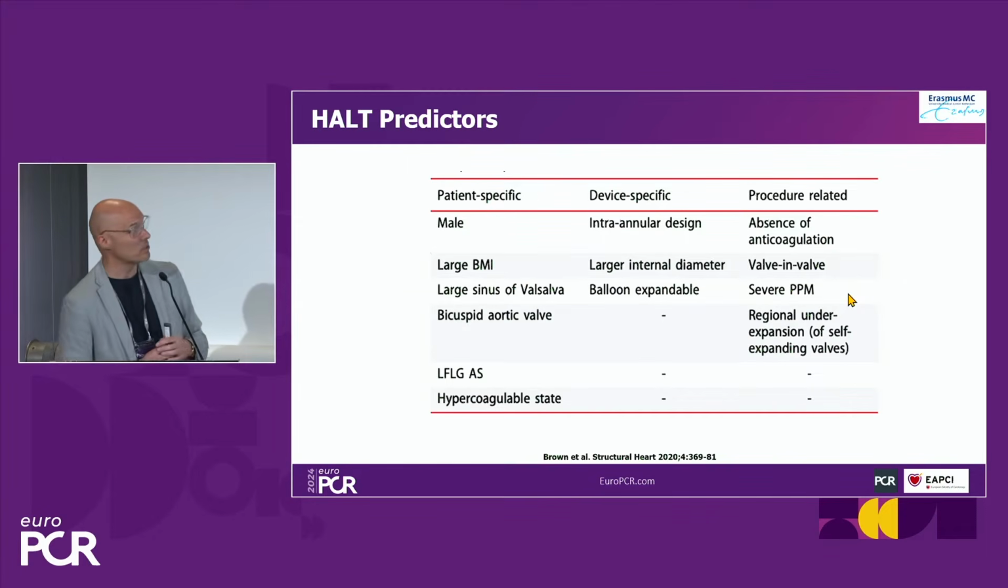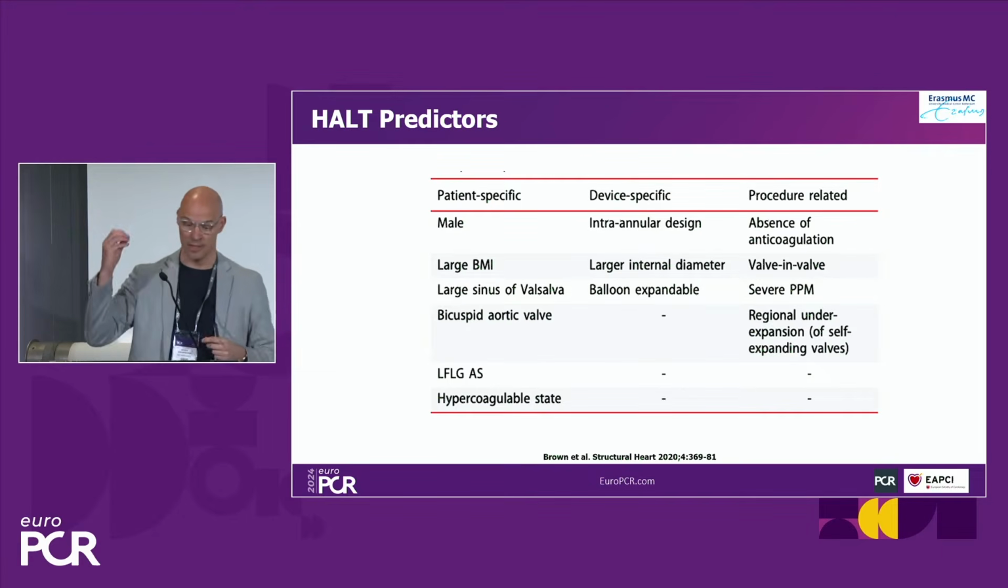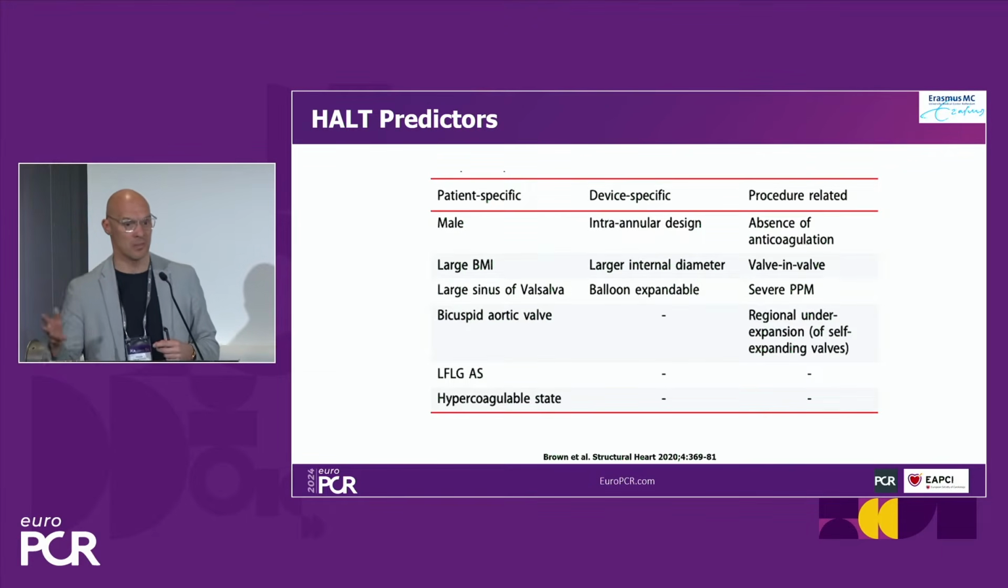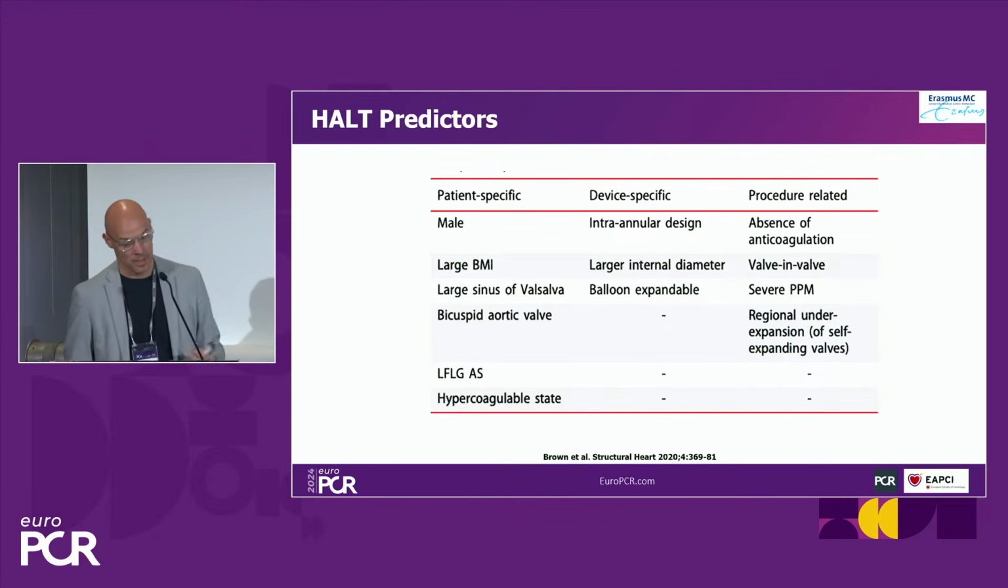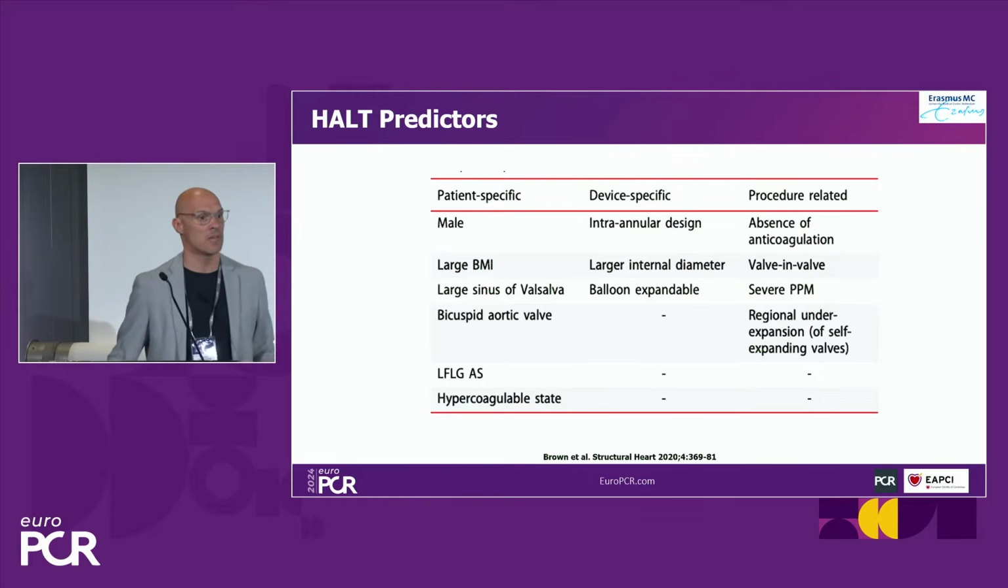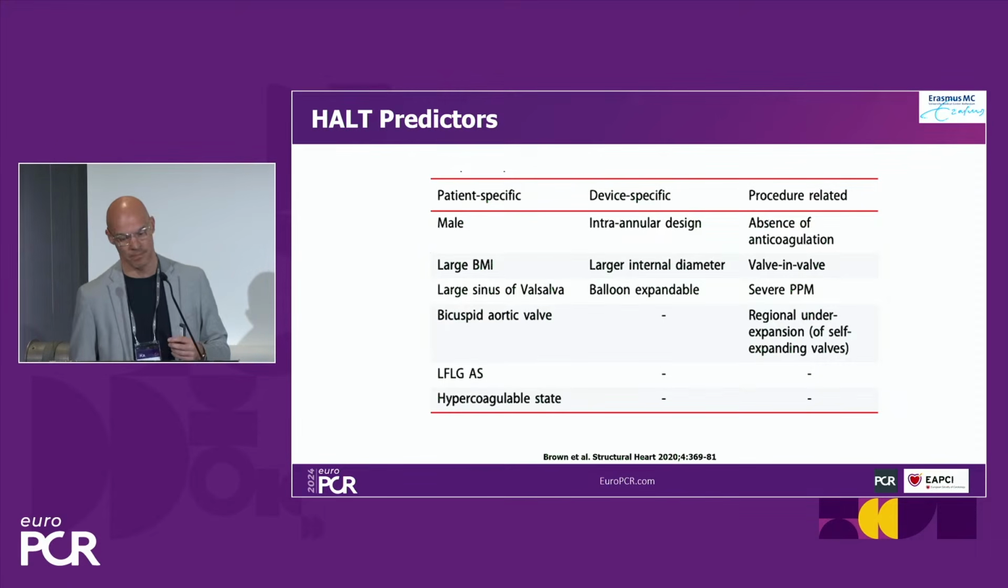What are the predictors? We have patient-specific, device-specific, and procedure-related predictors. The patient-specifics: it's more common in men, also in obese patients, patients with larger sinuses, in bicuspid valves, patients with low flow, low gradient aortic stenosis, and in patients with a hypercoagulable state.